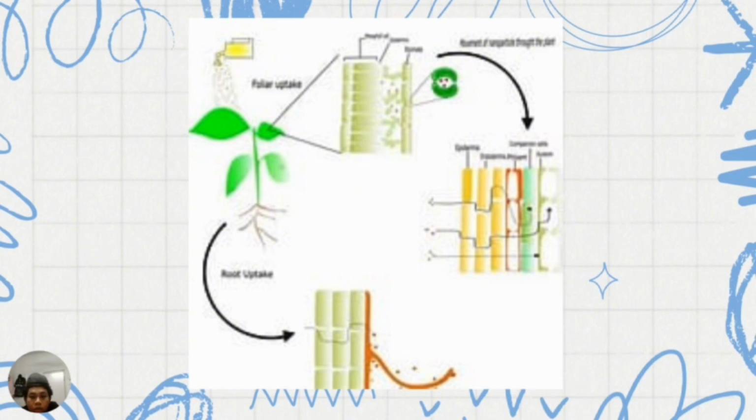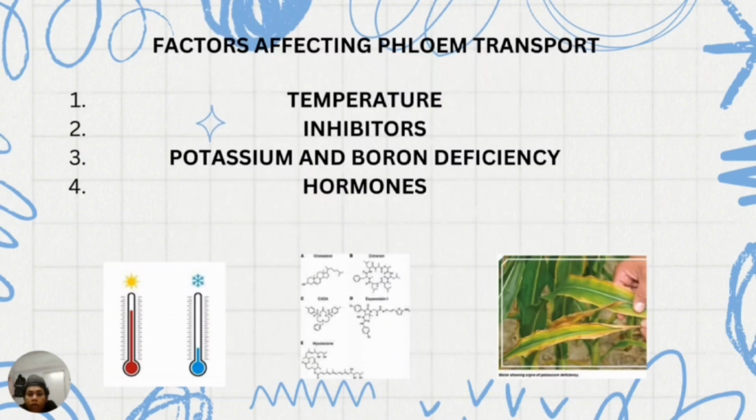First, sugar is produced in the leaf and stem through photosynthesis. Second, the sugar is loaded into the sieve tubes in the leaves. Third, the sugar is then transported to where it is needed, such as roots or developing shoots. Fourth, translocation occurs within the phloem pathway, which is the principal food conducting tissue in vascular plants. Lastly, the process is active and essential for nutrient delivery in plants. Factors affecting phloem transport are temperature, inhibitors, potassium and boron deficiency, and hormones.